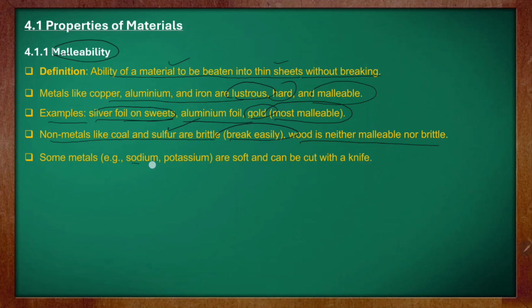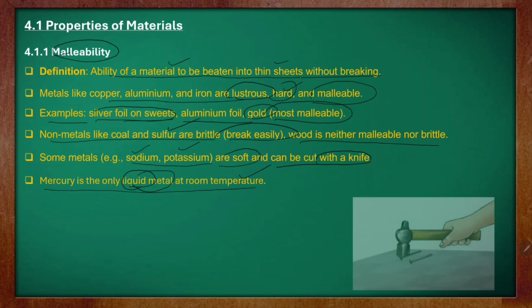And some metals, for example sodium and potassium, are very soft. See here, it is said that metals like copper and aluminum are hard, but there are other metals, for example sodium and potassium, which are very much soft and can be cut with the help of a knife very easily. And mercury is the only liquid metal at room temperature, which is inside a thermometer. I hope you have seen that. It is the only liquid metal at room temperature, meaning in the normal temperature.